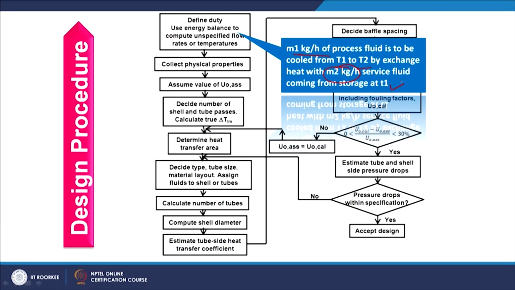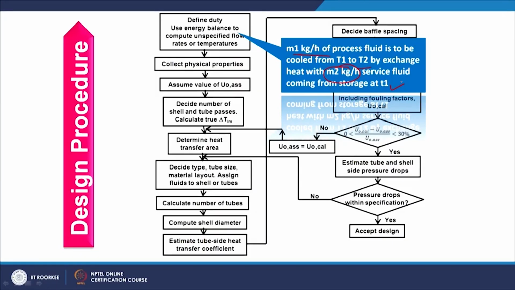Now, how many parameters are given to you? You are given m1, which is the flow rate, and capital T1 and capital T2, which are the terminal temperatures of one fluid. So for one fluid you know the flow rate and the terminal temperatures. For the second fluid, either you know both temperatures, or you know the flow rate and one temperature and the other temperature is unknown, or you have to calculate the flow rate. In this way the problem is given to you and you have to define the duty.